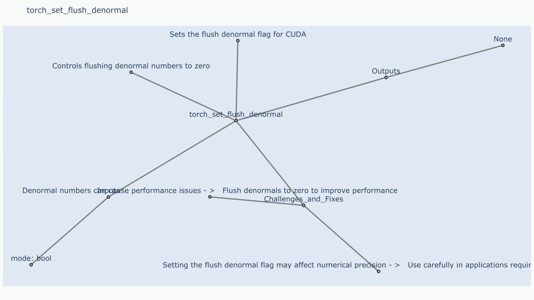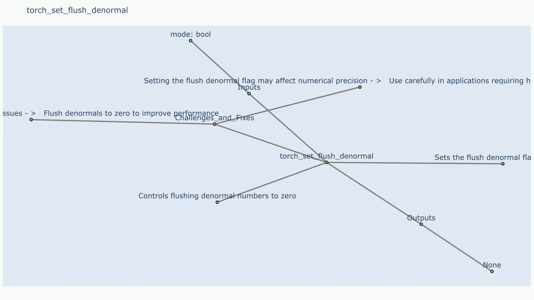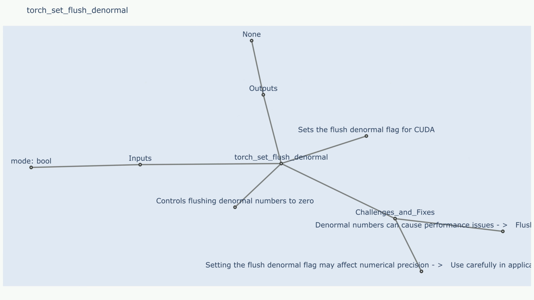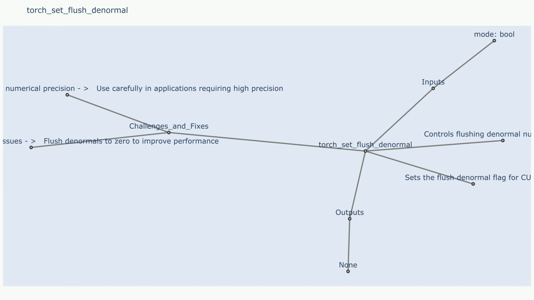Carefully analyze the impact of flushing denormals on the accuracy of your computations. Consider using a different floating point format, such as bfloat16 or double precision, if precision is critical. If possible, restructure your calculations to avoid excessive reliance on very small numbers.